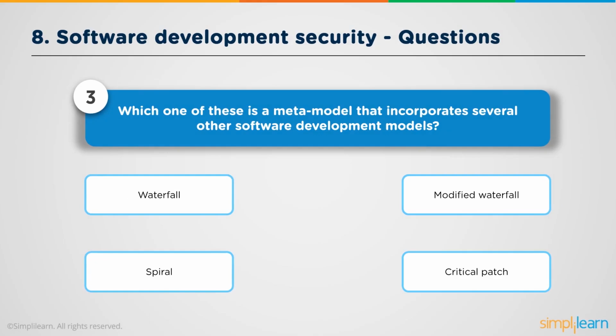Question number 3. Now here we come across the word development models. Which one of these is a meta model that incorporates several other software development models? Are we looking at waterfall, modified waterfall, spiral, or critical patch? Here the correct answer is a waterfall model.